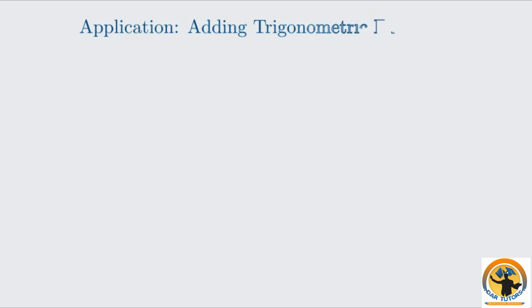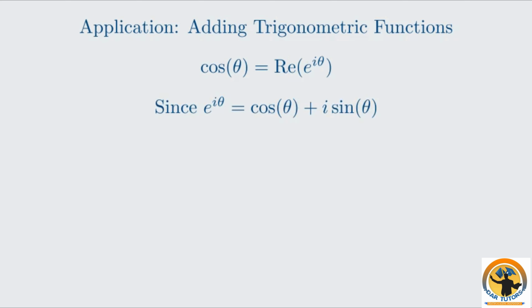This allows us to connect complex numbers back to the physical world, for example, in the study of waves. Let's investigate how complex exponentials can be used to add trigonometric functions of the same frequency but different phases. This technique is often used in fields like electrical engineering and physics. The key insight is to recognize that a cosine function can be represented as the real part of a complex exponential. Using Euler's formula, e to the i theta equals cos theta plus i sin theta, the real part is simply cosine theta.